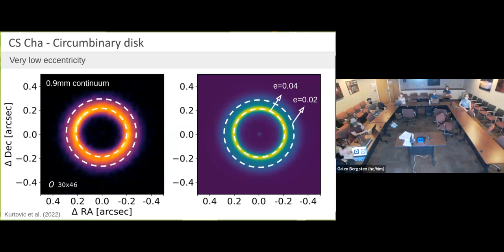There you can see that the eccentricity is actually pretty low. In the inner part, it's just 0.04, and in the outer part it's half of that. For reference, the eccentricity of the Earth around the Sun is about 0.015. So this is really low in eccentricity, and actually really low for what you would expect for a circumbinary disk.